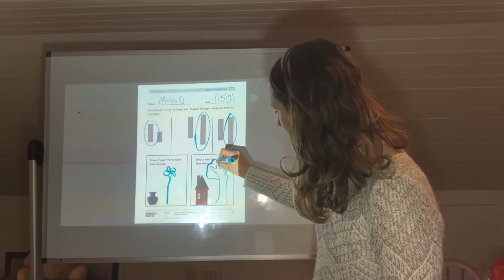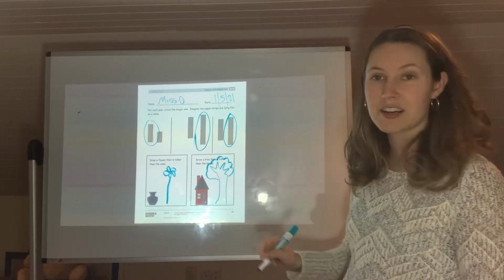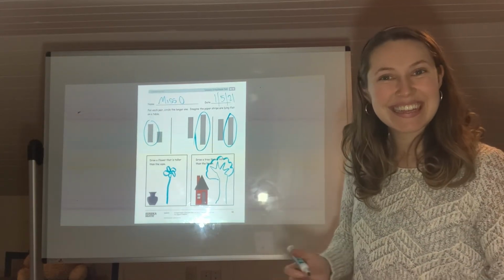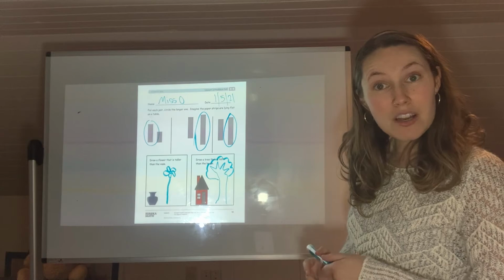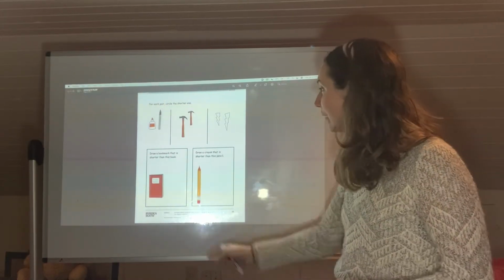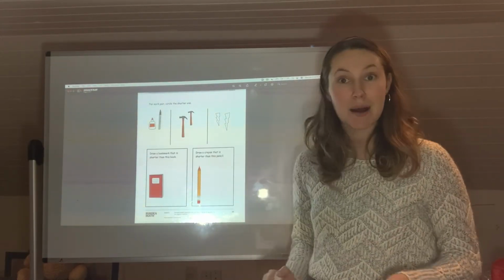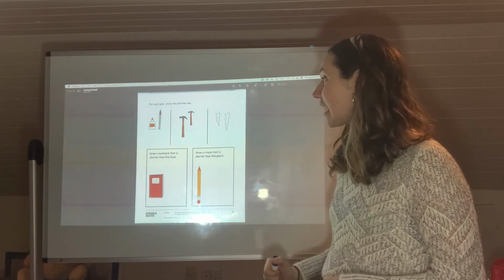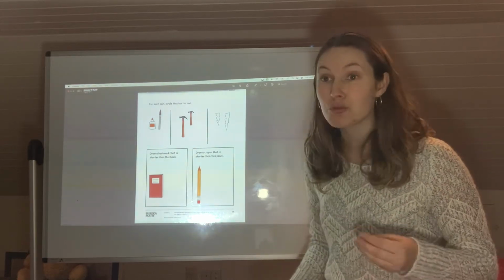And here's my tree, and it goes up taller than the house. Nice work. Let's move on to our next page. Okay, now we see some different materials up at the top of the page. And our direction says, for each pair, circle the shorter one.